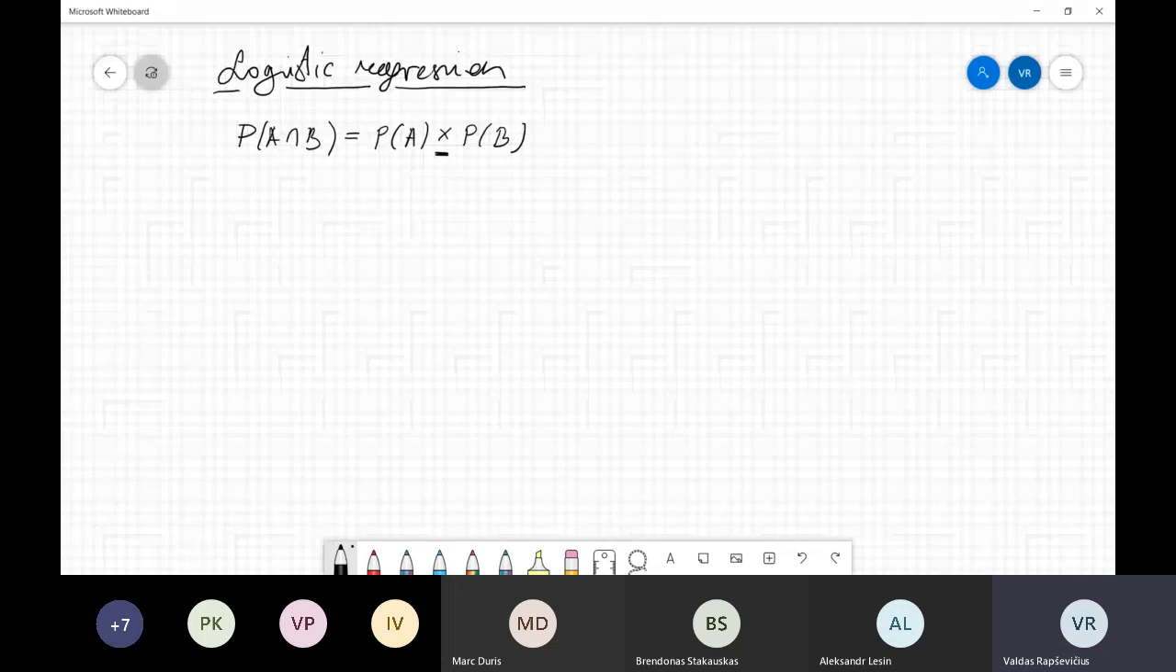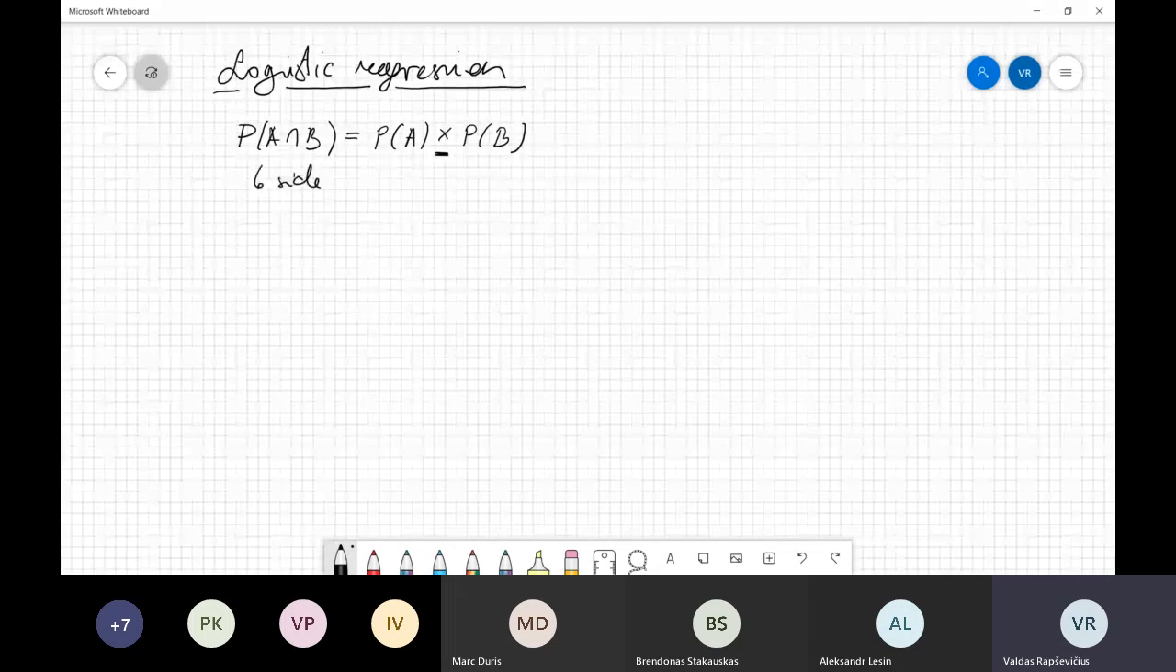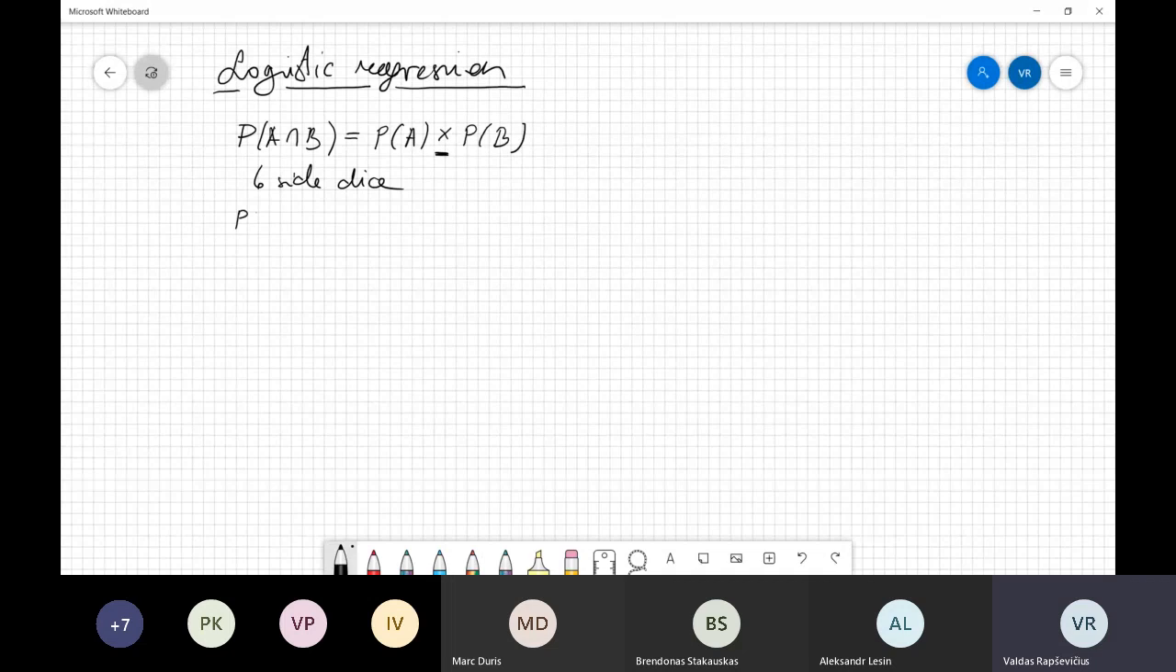So for instance, if we have a six-sided dice, the probability that we roll one equals 1/6, because this is one of the sides. Once we roll a dice, the probability that we get a certain number is 1 divided by the overall possibilities. We have 6 possibilities for the dice, so the probability of 1 is 1 divided by 6.